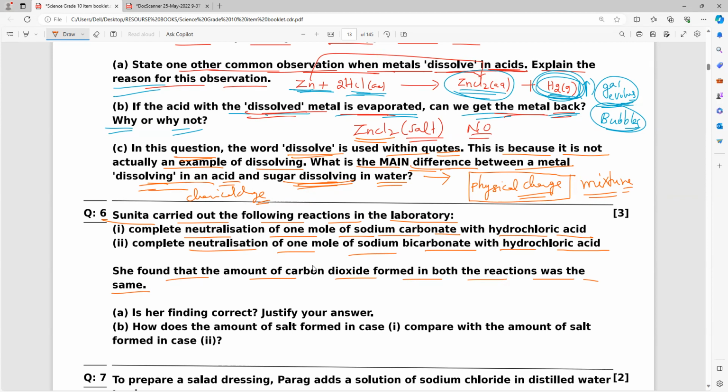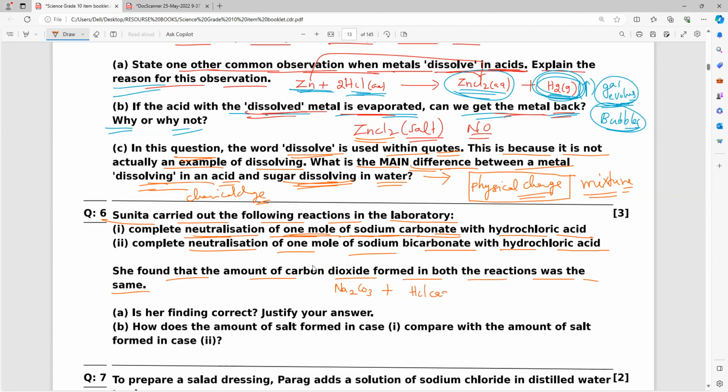So complete neutralization of 1 mole of sodium carbonate. 1 mole of sodium carbonate means only 1 mole. Sodium carbonate formula is what? Na2CO3 plus HCl. Let me take hydrochloric acid. So if you take hydrochloric acid, tell me what is the equation, everybody?